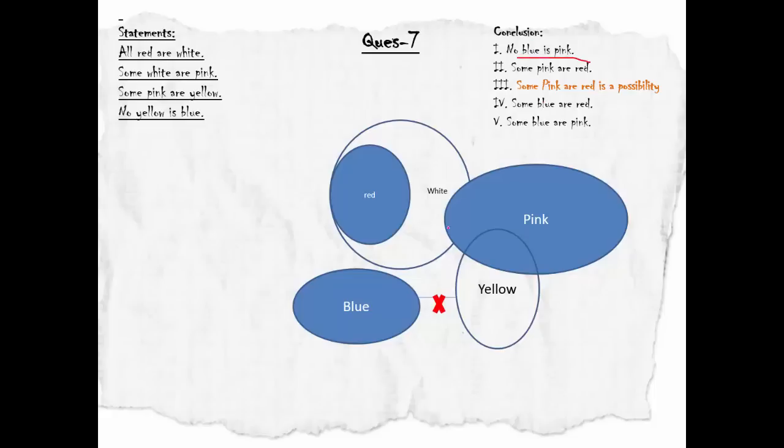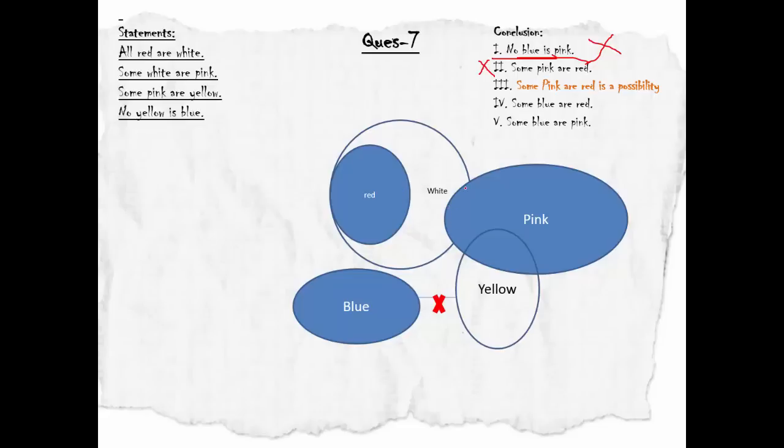Okay, no blue is pink. So no part of blue is pink is a false statement, because it is not a definite conclusion. If it says that no blue is pink, it's saying it's universal. It's not universal. There is a possibility that some portion of the blue is pink, so this is wrong. Some pink are red. Not necessarily. We can't say for sure that some pink are red.